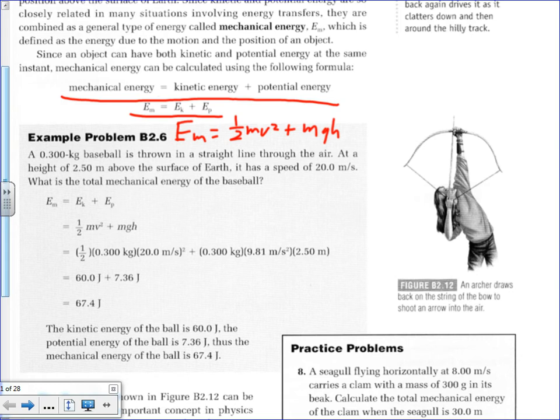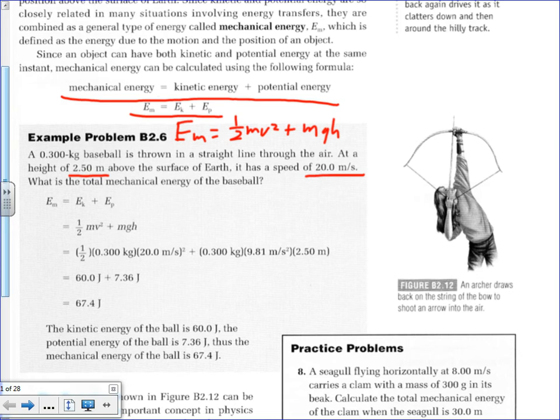It does, because it has height, which means it has potential, and it has speed, which means it has kinetic. It is possible for an object to have both. In fact, it is not just possible, it is quite common for an object to have both kinds of energy, kinetic and potential. Which is why, rather than looking at them as separate entities, we use mechanical energy to describe the total energy of the object.